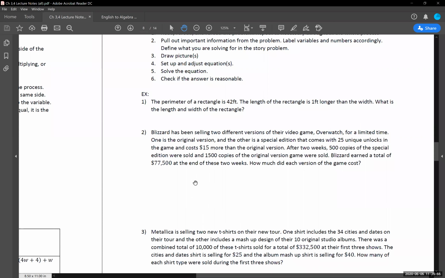So our second problem, we're told Blizzard has been selling 2 different versions of their video game Overwatch for a limited time. One is the original version, and the other is a special edition that comes with 25 unique unlocks in the game and costs $15 more than the original version. After 2 weeks, 500 copies of the special edition were sold, and 1,500 copies of the original version were sold. Blizzard earned a total of $77,500 at the end of these 2 weeks. How much did each version of the game cost?